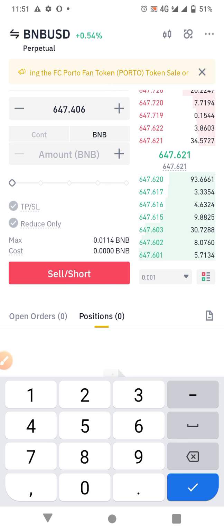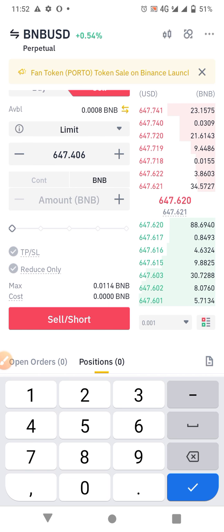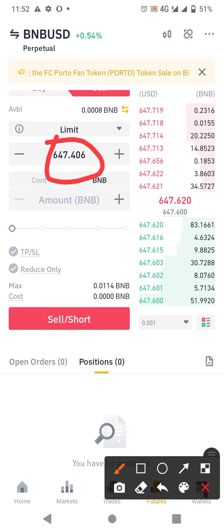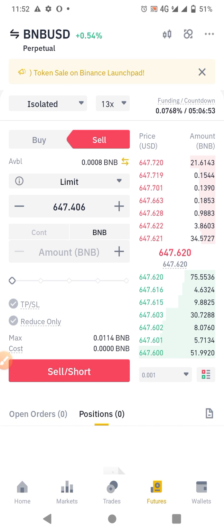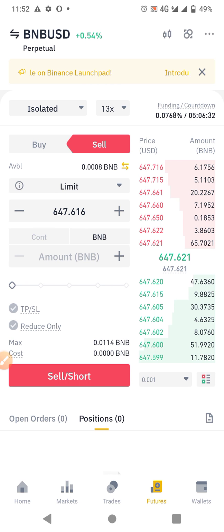Sell means I believe BNB, which is at $647 now, will fall to around $600 or $500. So if BNB falls and falls, I'll be making money. If BNB rises, I'll be losing money till I reach my liquidation price where I'll lose all my money. Getting me? So that means in futures, unlike spot where you only earn money when your asset is rising, in futures you can earn money either way, whether your asset is rising or falling, depending on the decision you made.